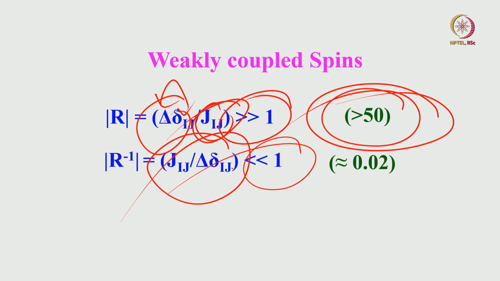You take the reverse of that. If I take J coupling over chemical shift difference, that is, divide the J coupling by the difference in chemical shift, and this value is much smaller, of the order of 0.01 or 0.02 or even smaller, they are called weakly coupled spins. So, this is the condition for that.